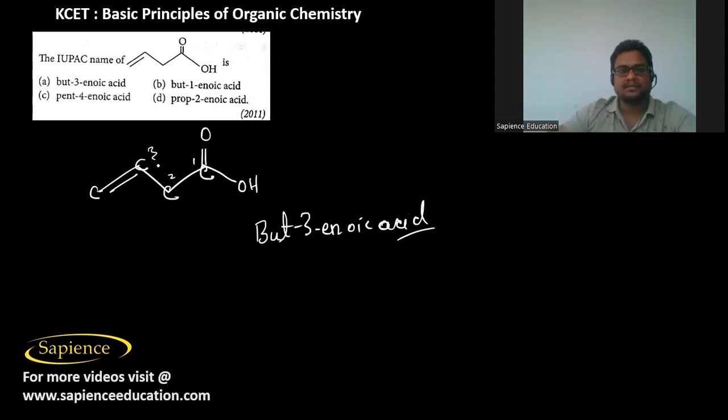But-3-enoic acid. Since on the third carbon only we have the double bond, and on the first carbon we have the carboxylic acid group. So option A is the correct answer.